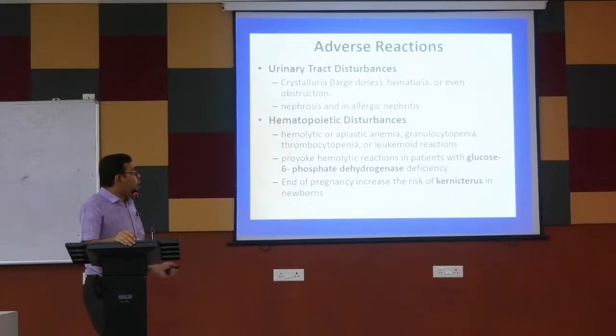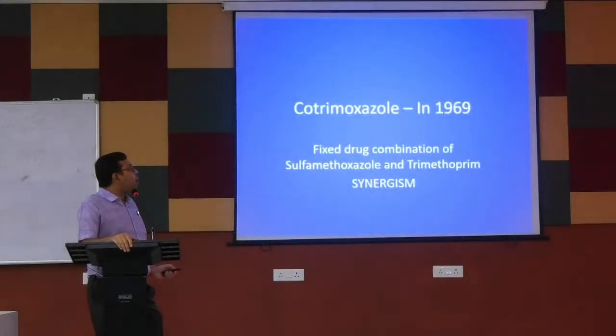This is known as hemolytic anemia. At the end of pregnancy, it should also not be given because there is the risk of kernicterus. Kernicterus is deposition of bilirubin in the basal ganglia. That can happen in the newborn. So it should not be given in the latter part of the pregnancy.